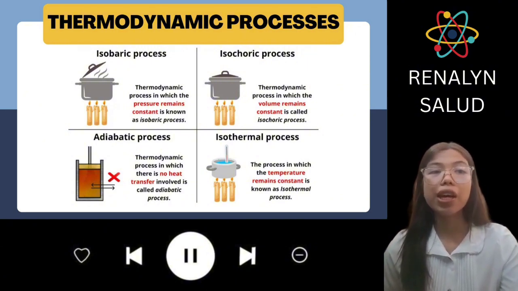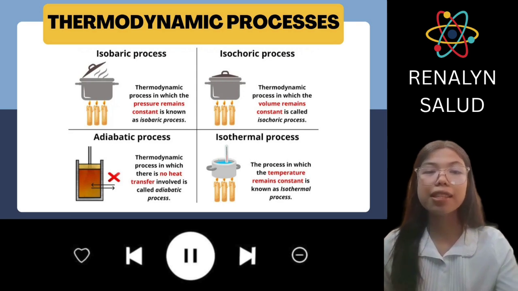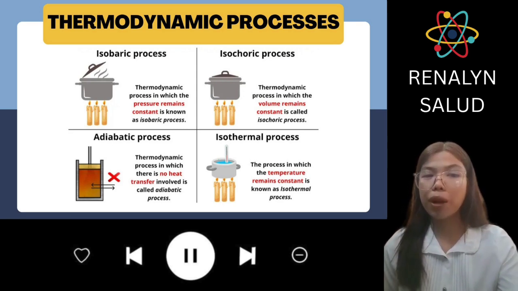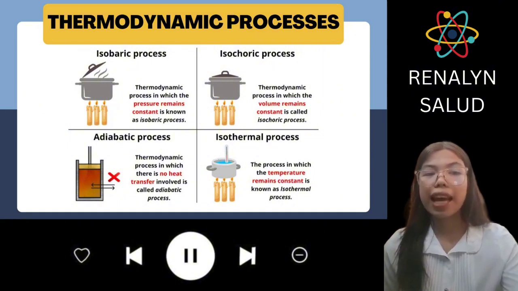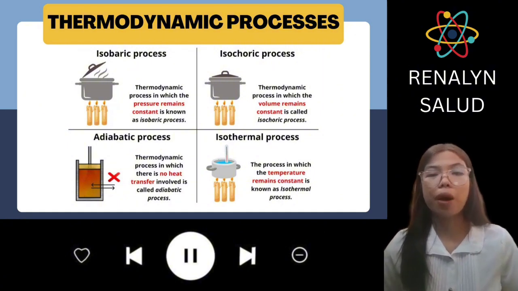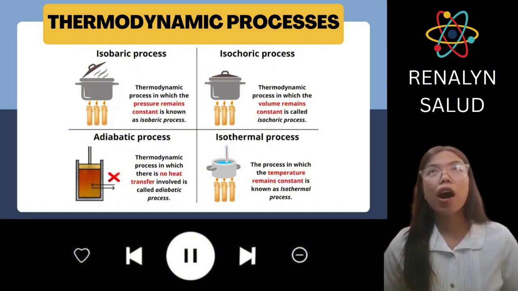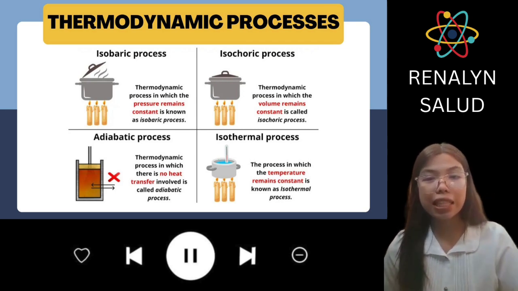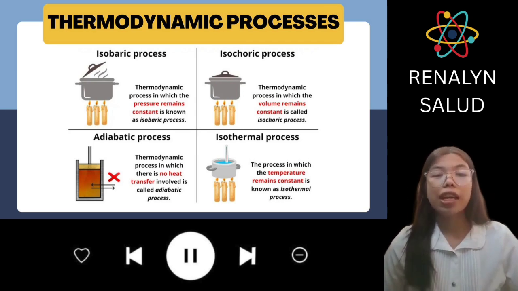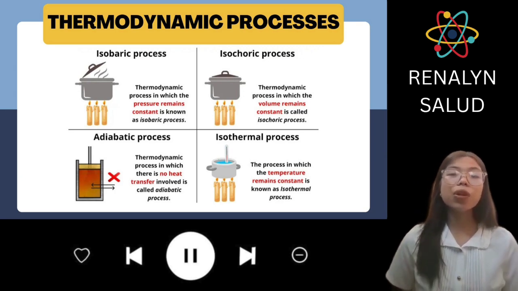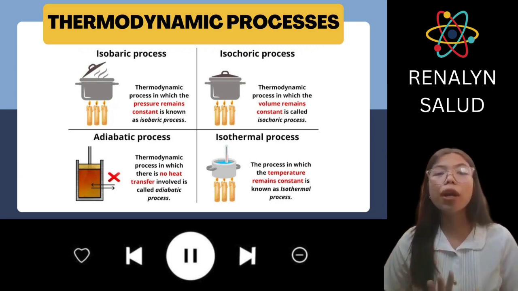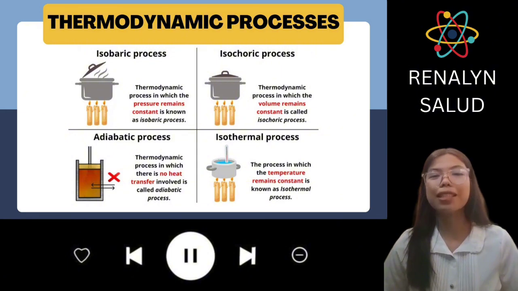Again, those are the four processes of thermodynamics. First, we have the isobaric process. Second, the isochoric process. Third, the adiabatic process. And last, the isothermal process. And again, there are two properties: the extensive, which is additive, and the intensive, which is non-additive. So those are the two properties and the four processes of a thermodynamic system.